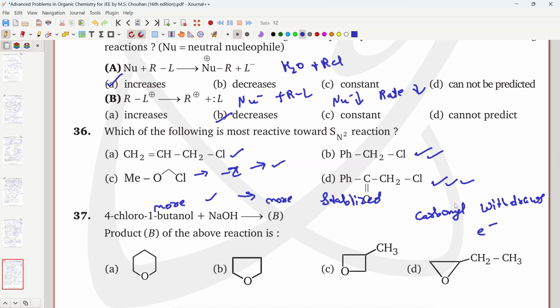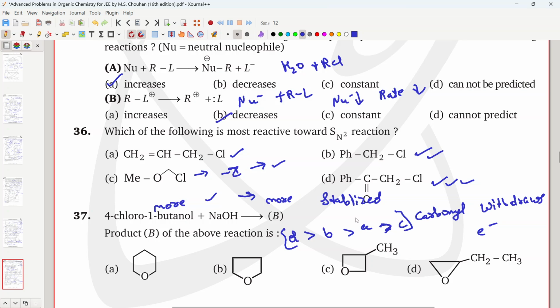Okay? So the usual order is D greater than A greater than C.